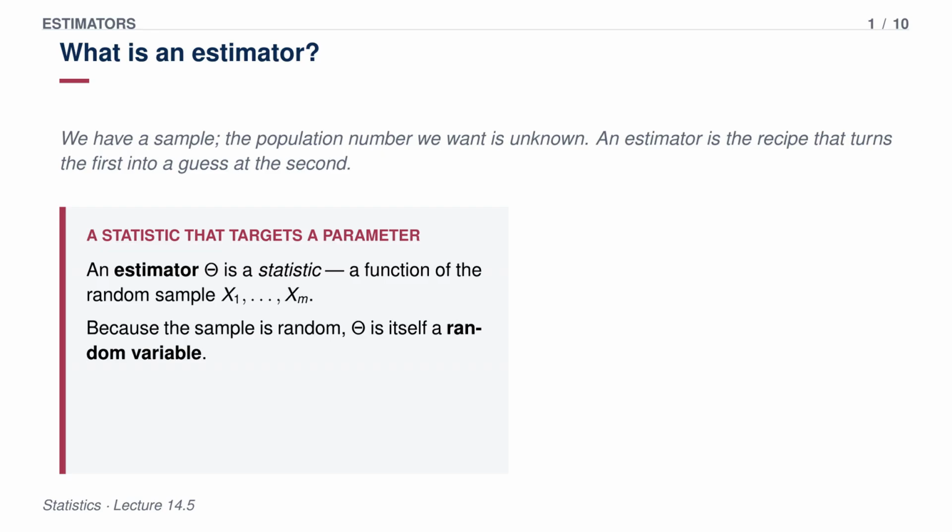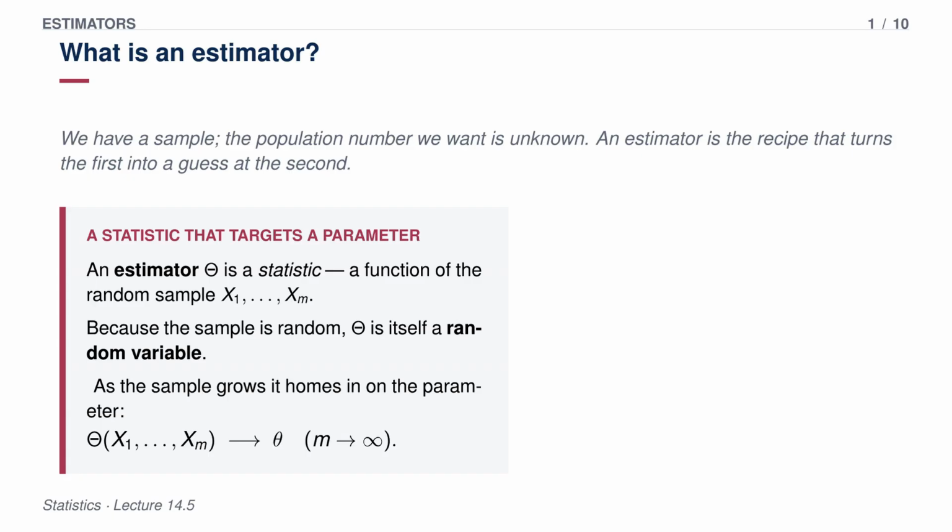There is some number about a whole population you can't see directly. Call it theta. Maybe it's the population mean mu, maybe a proportion p, and all you've got is a sample. So an estimator is the recipe, the rule you run on your sample to guess theta. And because the sample is random, the estimator is itself a random variable. Different sample, different output. And the one demand we make of it: as the sample grows, it should home in on the truth. The estimator of theta marches toward theta as m, the sample size, gets large.